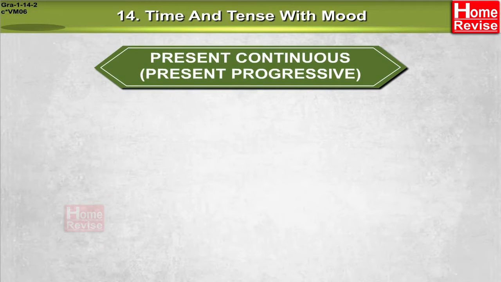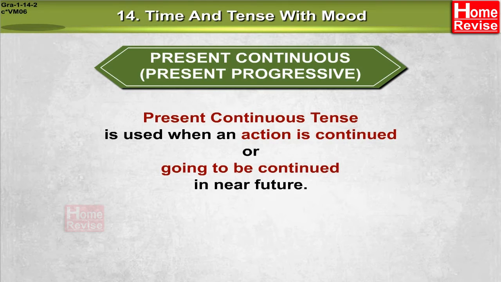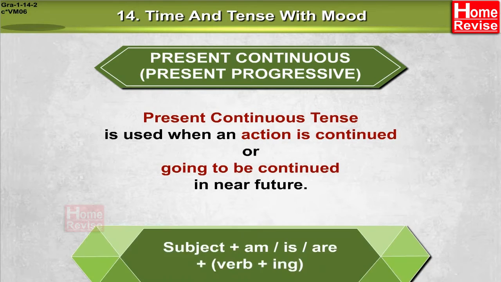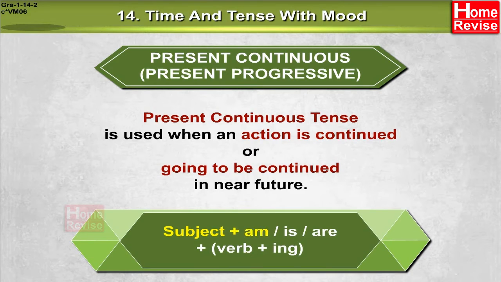Present continuous, present progressive. Present continuous tense is used when an action is continued or going to be continued in the near future. Subject plus am or is or are plus verb plus ing.